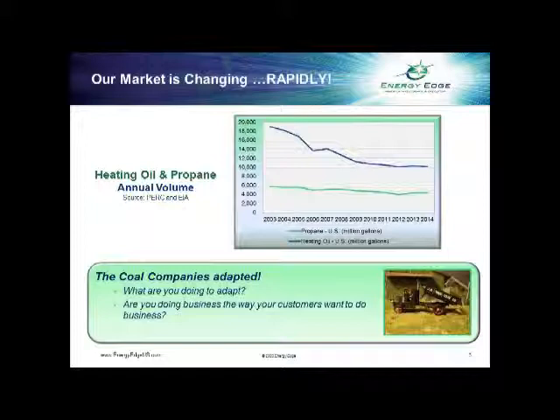But you can see the blue line is a decline in heating oil gallons since 2003. And also the green line is propane. That comes as a surprise to some people because the industry often thinks of propane as kind of where the growth is. But the fact of the matter is that propane gallons are also in decline as well.